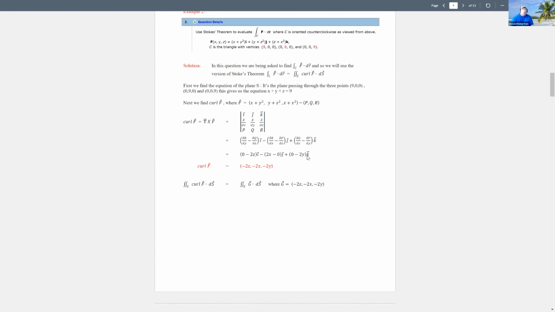Here's a very quick version of how the process works. Suppose you want to evaluate this particular line integral, you turn it into this one here. So here is your F, and C is a triangle with a number of points. So F is this. The curl of F is this. Remember to do the curl? You end up with that there.